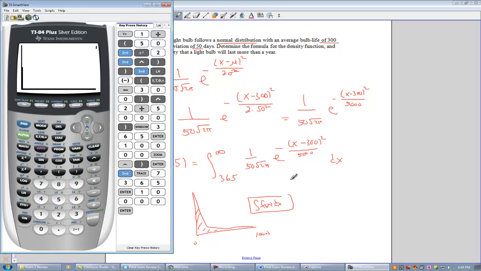And so this is approximately 0.097, let's go to 3 decimal places. Or you could say 9.7%. So how many of the light bulbs will last more than a year? Only about 9.7% of them.